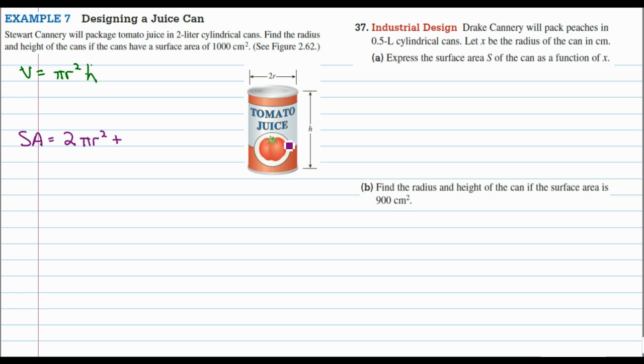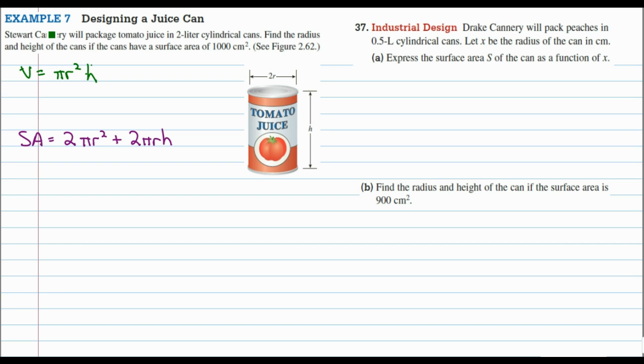now if I unrolled this label, it would be a rectangular shape that the height of it would be h, and then the other dimension, so I guess the width, would be the circumference of this can. So that would be 2 pi r, the circumference, times h.